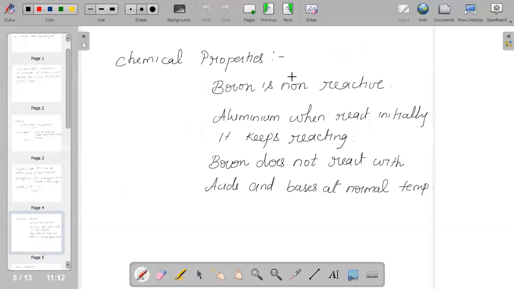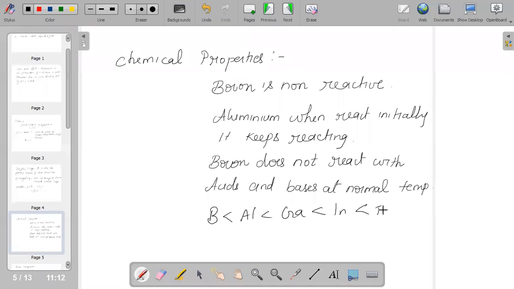But when we go deep into the chemical properties, out of all the elements of this group, boron is a non-reactive element because of its small size, as it will have high ionization energy. So when we are talking about reactivity, as we have said, boron is non-reactive. The order goes like this: boron, aluminium, gallium, indium, thallium, and so on.